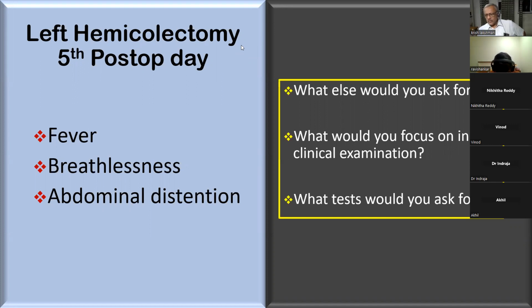Yes, sir. We told you 3 main things, right? Chest infection, DVT, anastomotic leak. So abdominal pain, chest pain, cough, lower limb pain, lower limb distension. Yes. These are the questions that you ask for. And in your examination, what would be the focus?